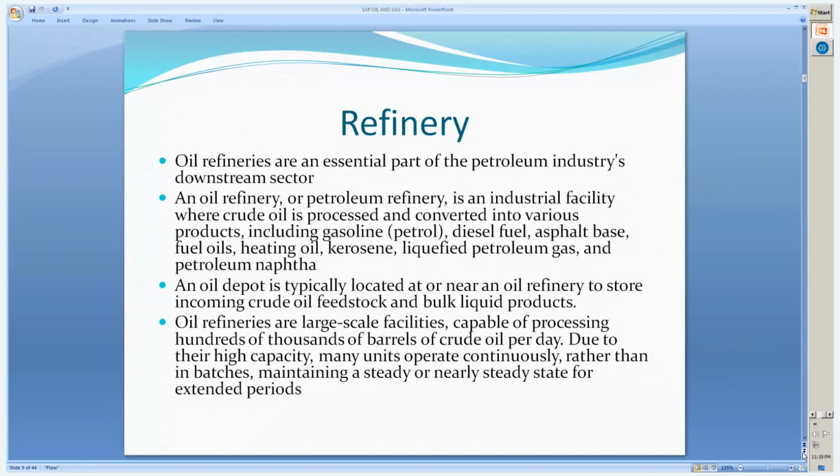Now, usually an oil depot is located near the oil refinery to store the incoming crude oil. Basically, they require a huge amount of crude oil to sustain the supply line, to supply the end products to consumers.